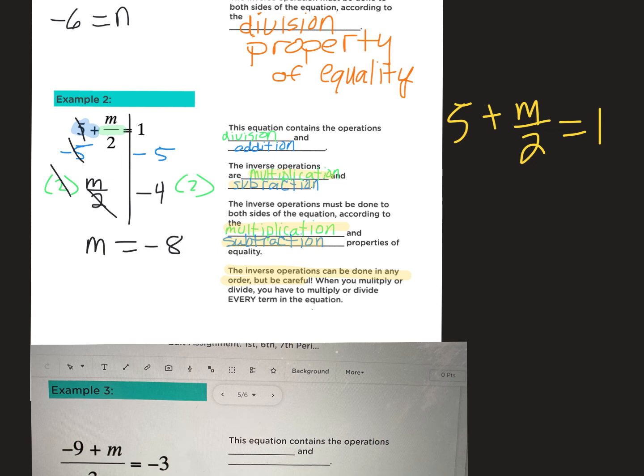So here's where you have to be careful, though. If you multiply or divide, you've got to make sure that you multiply or divide everything, okay? So I'm going to multiply everything by 2. Okay. So 2, 2, 2. So 2 times 5, what am I going to get when I do that? I'm going to get 10.